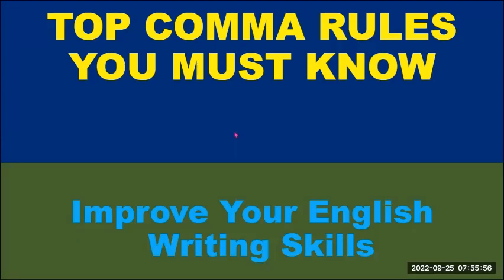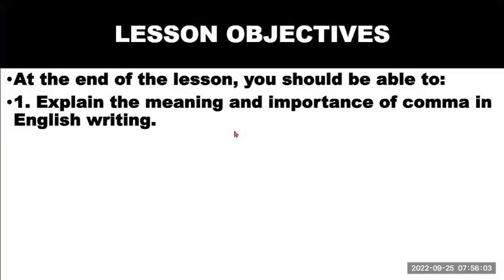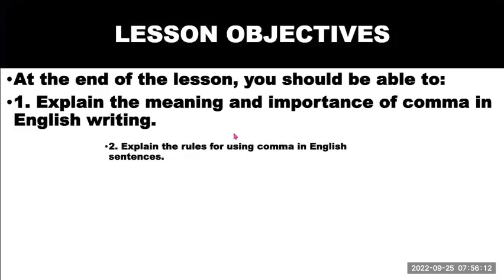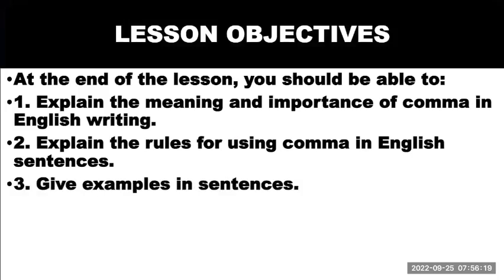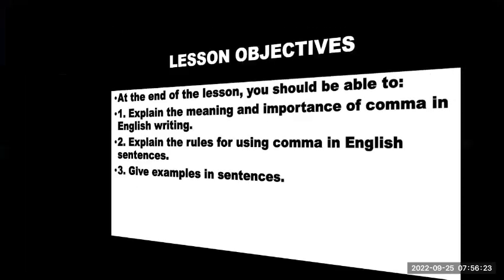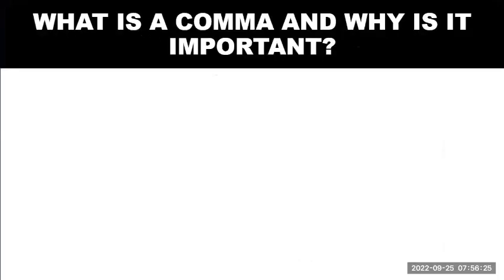We want to start with the lesson objectives. At the end of the lesson, you should be able to: 1, explain the meaning and importance of comma in English writing; 2, explain the rules for using comma in English sentences; and 3, give examples in sentences. Let's begin with the first. What is a comma and why is it important?